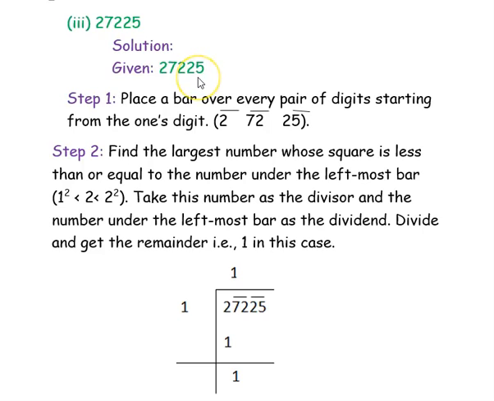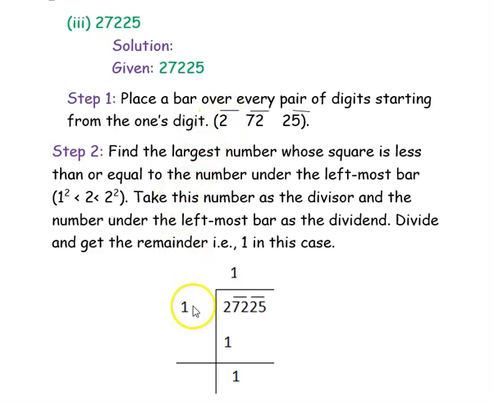The next number given is 27,225. So we have to follow the same steps. First step, place the bar over the pair of digits starting from the ones digit. Here the ones digit is 25, so I have started from the ones digit and paired 25. Then the next pair is 2, 7. Then for the next, I don't have a pair for this 2. Even though it doesn't have a pair, we have to place a bar.